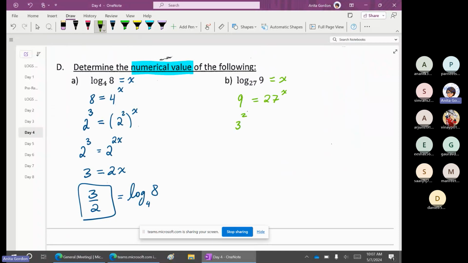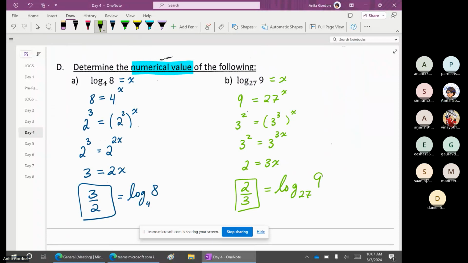So this is 3 squared equals, what's 27? 3 cubed. So this is telling me that 3 squared must equal 3 to the x. I have 2 exponents, or I guess 2 exponentials. One's an exponential, one's an exponent, but whatever. They have the same base, so I can equate the exponents. So this is 2 equals 3x, which means the answer is 2 over 3. This is the value of log 27/9. Okay, so we're solving for x, essentially.